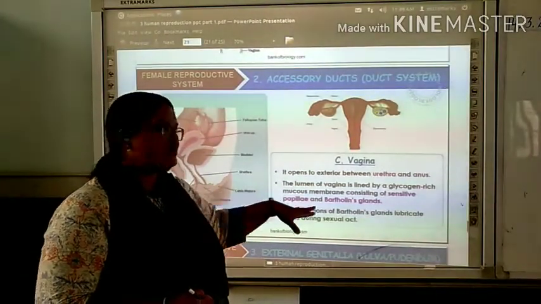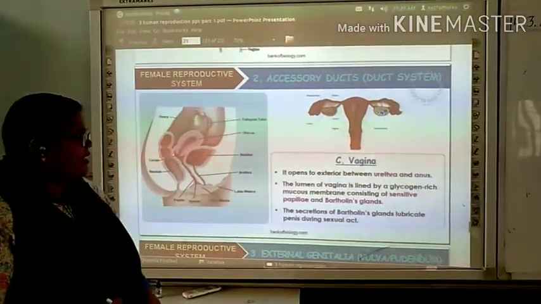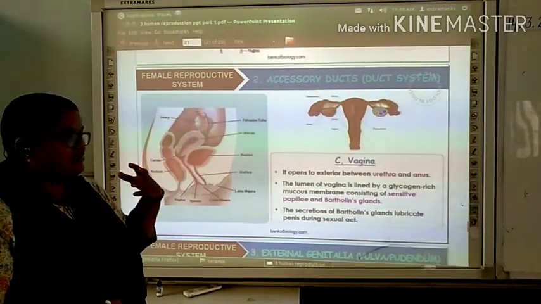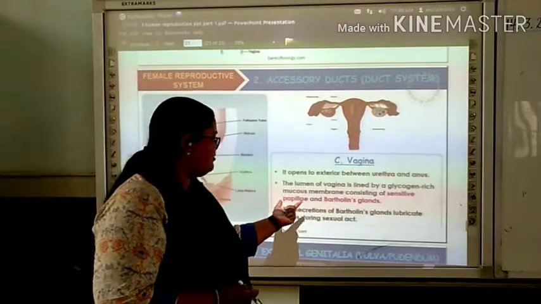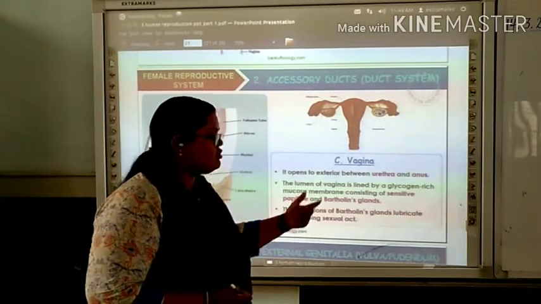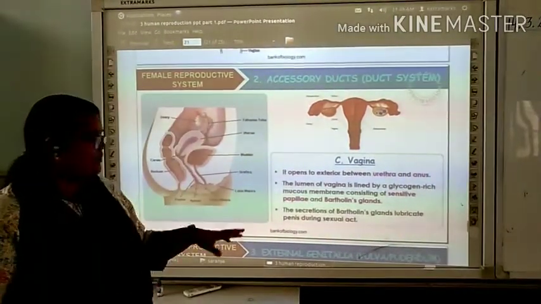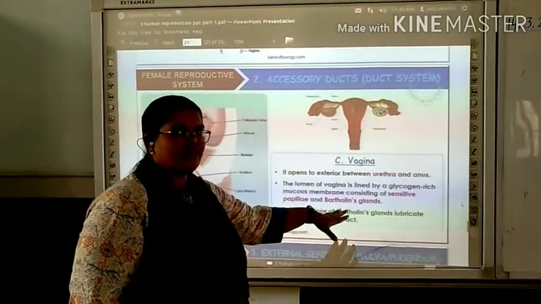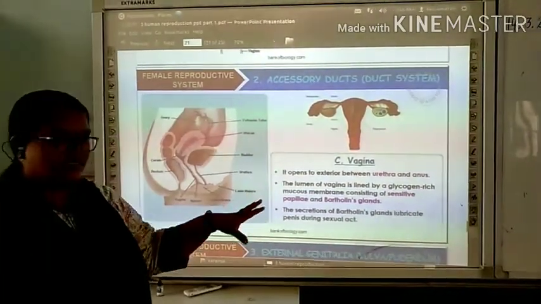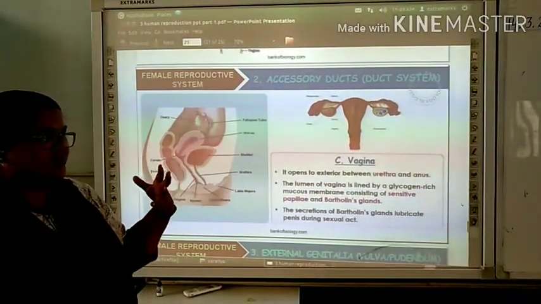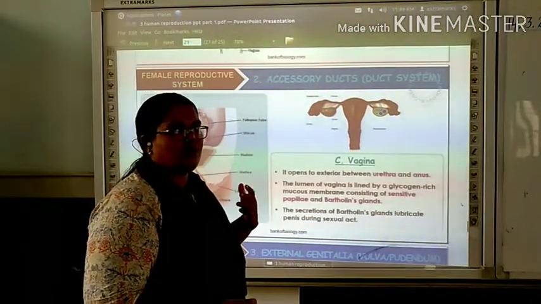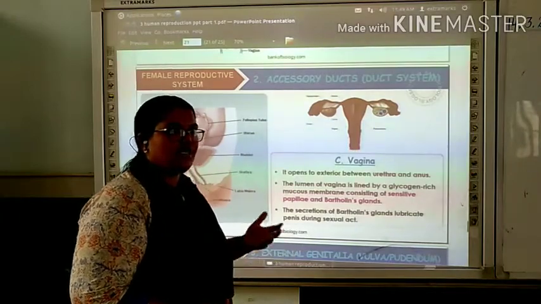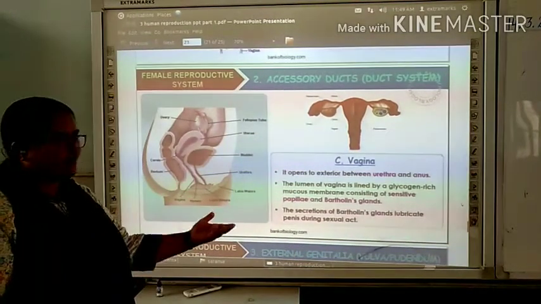Now here you can see that the lining of the vagina is lined by a glycogen-rich mucous membrane, right? It has very sensitive cells, the sensitive papillae, and the Bartholin glands are also present there. The function of the Bartholin glands is to secrete a secretion which will lubricate the penis during the sexual act or sexual intercourse, so that there will be easy penetration without pain, right?